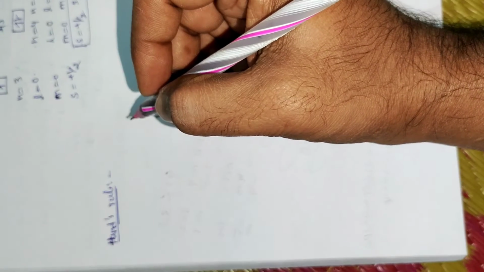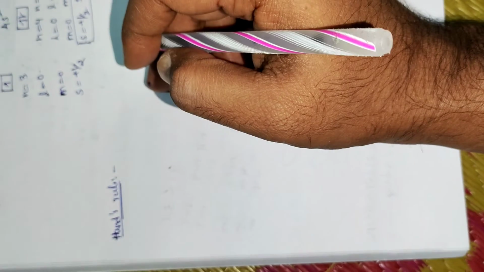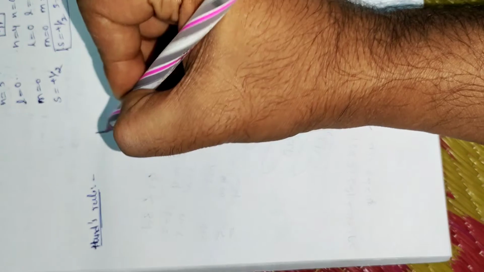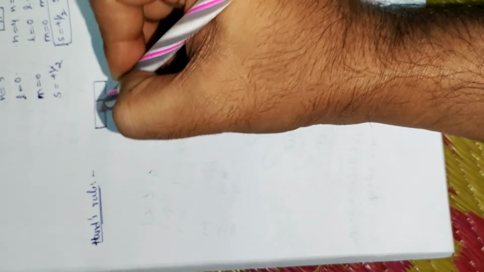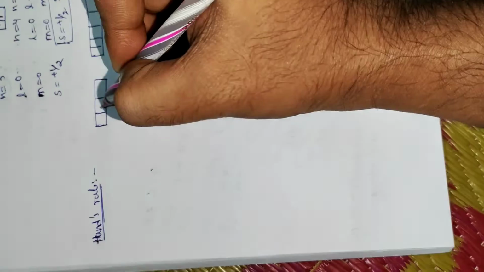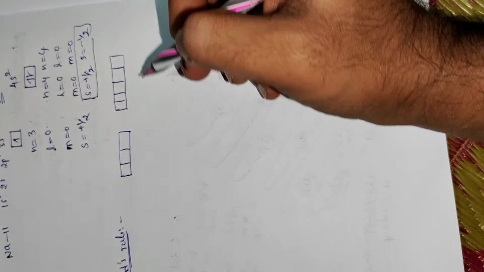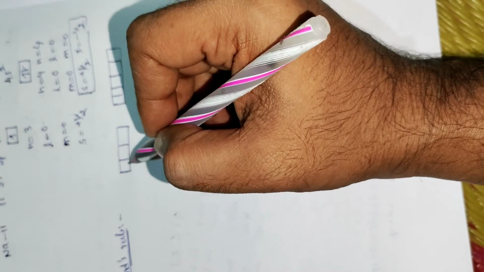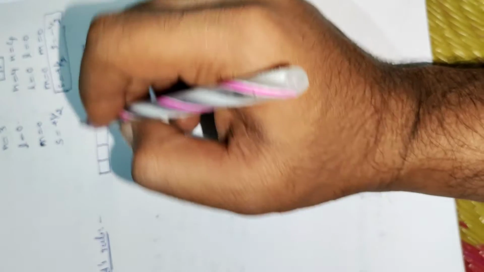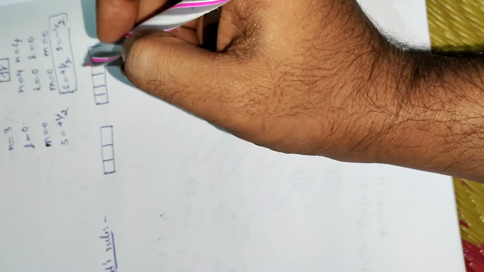What is meant by Hund's rule: while filling electrons in a given subshell in degenerate orbitals. Degenerate orbitals means the p subshell having 3 orbitals, the d subshell having 5 orbitals. These all have the same energy and are called degenerate orbitals. While filling electrons in a given subshell in degenerate orbitals, pairing of electrons won't take place until each orbital contains one unpaired electron.